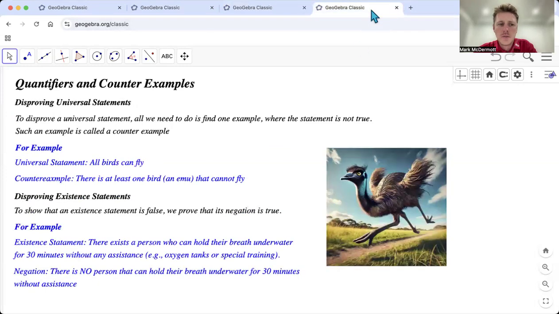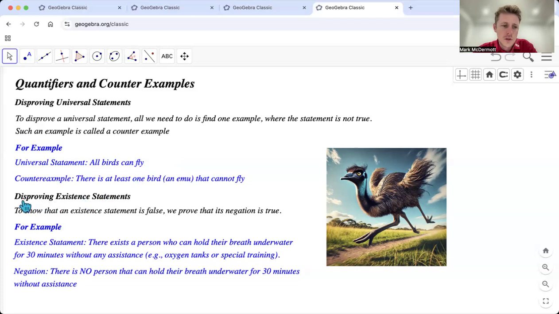Finally, the last thing we're going to talk about is disproving universal statements and disproving existence statements. In order to disprove a universal statement, you just need to find one example where the statement is not true, and such an example is called a counterexample. An English example: a universal statement might be something like all birds can fly. We're making a statement about all birds in that set, that they can fly. A counterexample would be that there exists at least one bird, an emu, that cannot fly. And that's enough to disprove that universal statement.